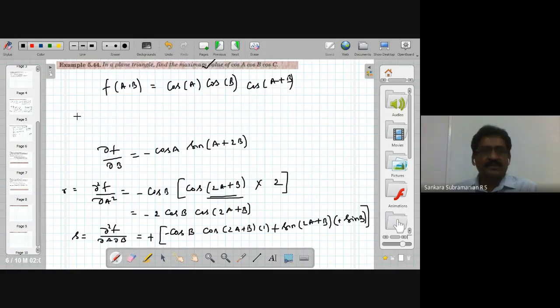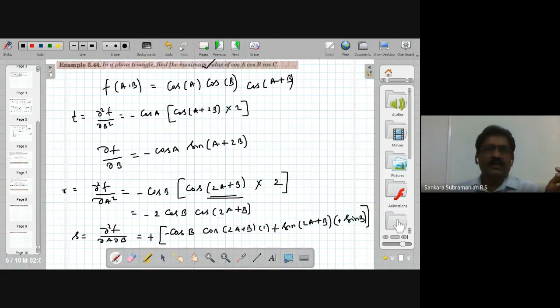You want to find T. So T equal to dou square F by dou B square. Go to dou F by dou B and differentiate with respect to B. Minus cos A is constant. Differentiating sine of big X, you get cos of this big X, which is A plus 2B, into differentiation of A plus 2B with respect to B, which is 2.